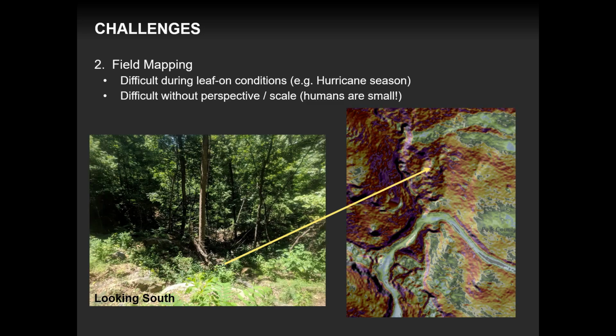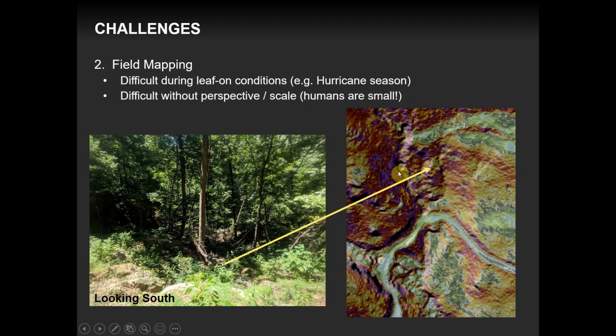So here's an example. This is a photo I took last week of an active landslide site. I am standing on a debris flow track looking south. The map on the right, again, is some of the sub-meter LiDAR data. This is oriented north up. And the yellow arrow here points to an anomalous feature.